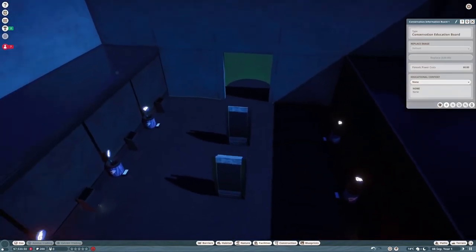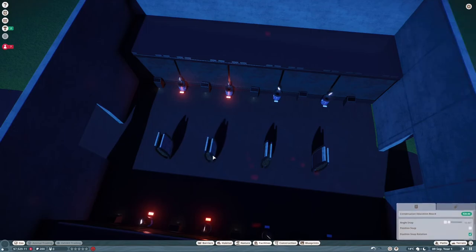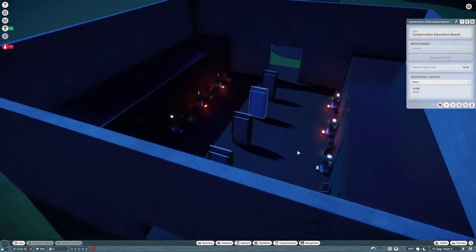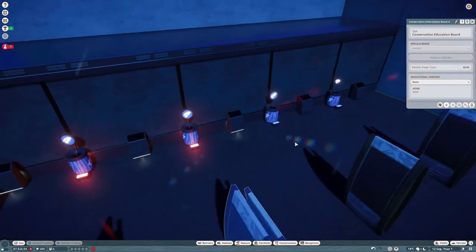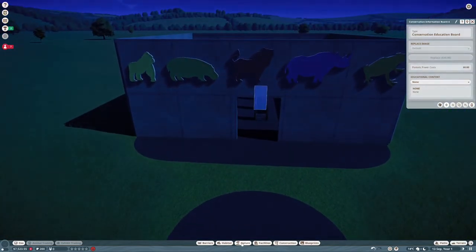If anybody is watching this that's kind of like a Planet Zoo expert, if you see me doing anything the long way, like clicking these menus, and you know a shortcut, feel free to share that with me. I would appreciate that, because it's nice to know the shortcuts.